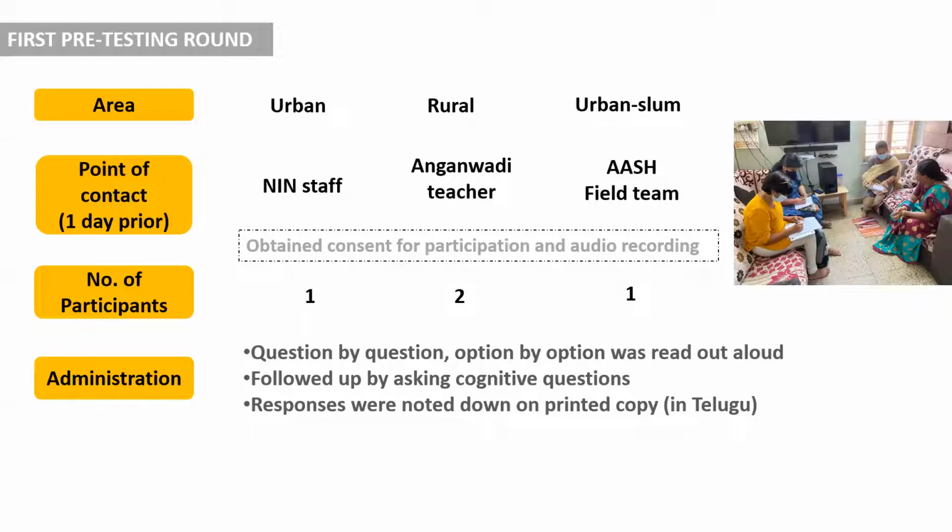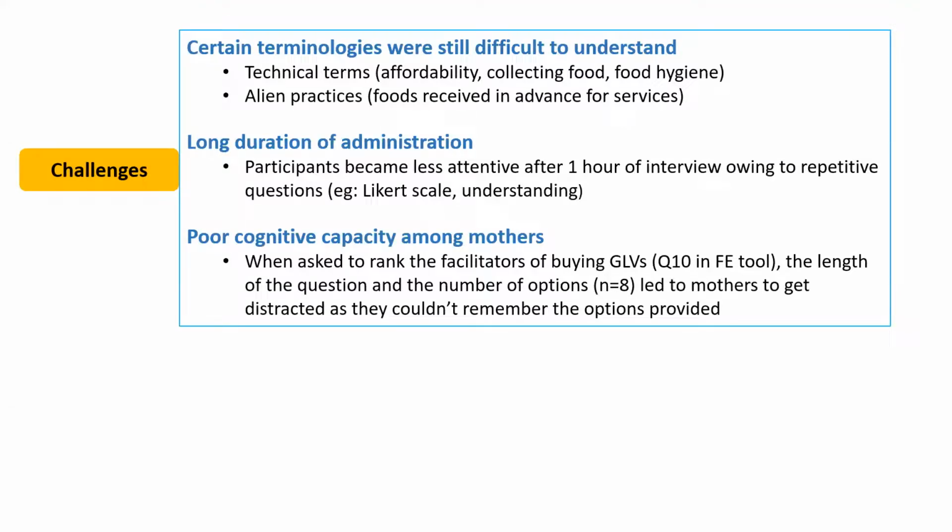After taking consent, we read question by question and option by option to the participant, and each question was followed up by the cognitive questions, and the responses were noted down in the printed copy, which was in Telugu. This entire process took about 2 hours. The challenges we faced during the first round of interviews were, first, certain terminologies were difficult to understand, such as affordability and collecting food. The concept itself was very alien to them, and the concept of food hygiene was not at all there.